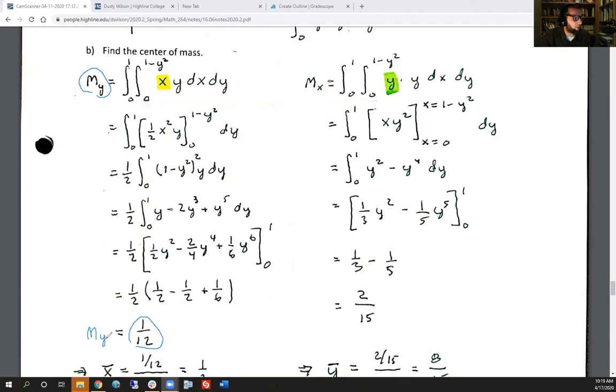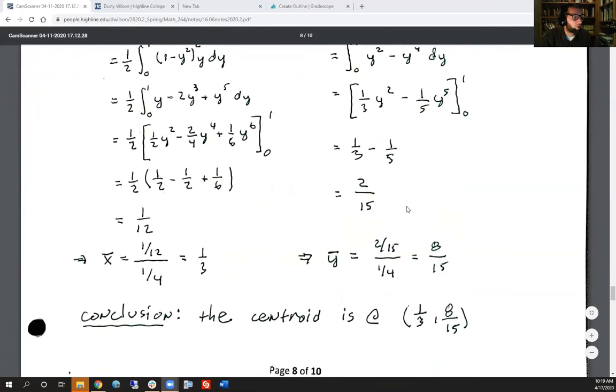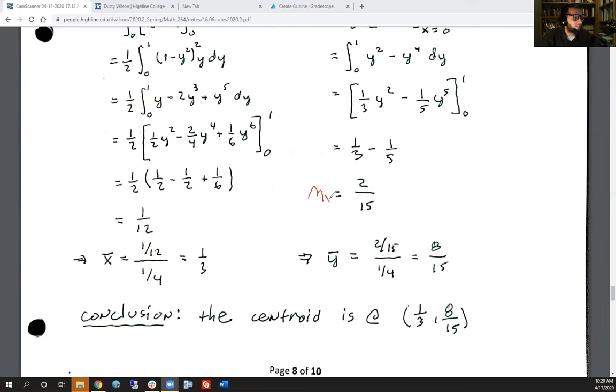My 1/12. And then we discover that our moment about the x-axis is 2/15. Okay. Here's the last bit. It's not hard, but can sometimes trip people up. So remember that this moment about the x-axis here gets used to find y bar.